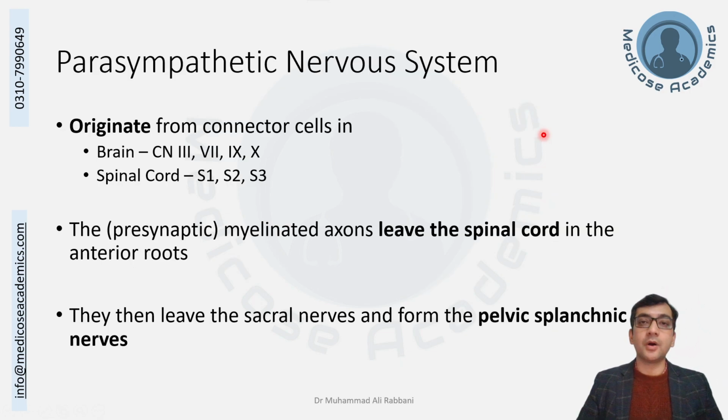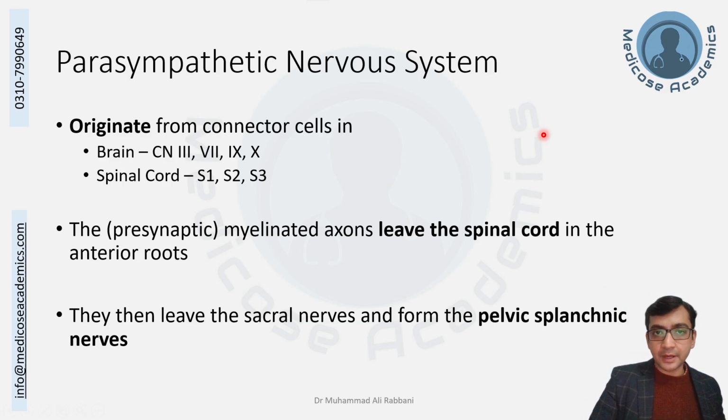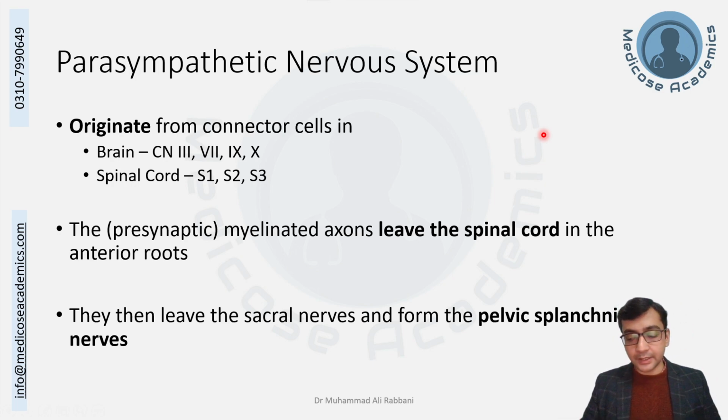So this was all about the sympathetic nervous system. And as we talked about the presynaptic and the postsynaptic, the presynaptic were myelinated, the postsynaptic were unmyelinated, and the presynaptic axons were shorter because of the proximity of the sympathetic chain to the spinal cord, and the postsynaptic were longer because of the relatively high distance of the sympathetic chain from the effector organs. So let's talk about the parasympathetic nervous system.